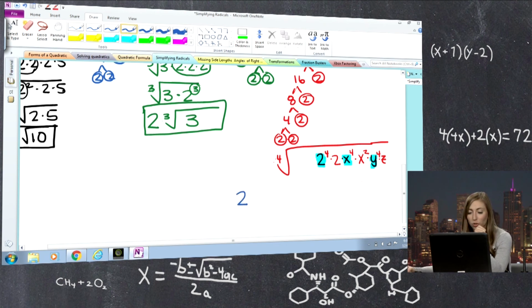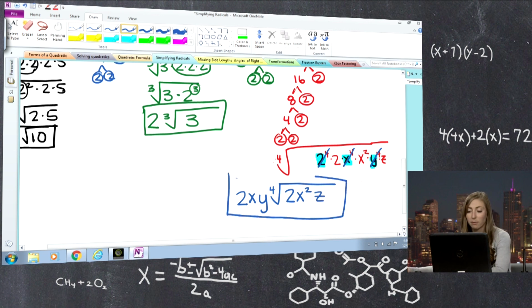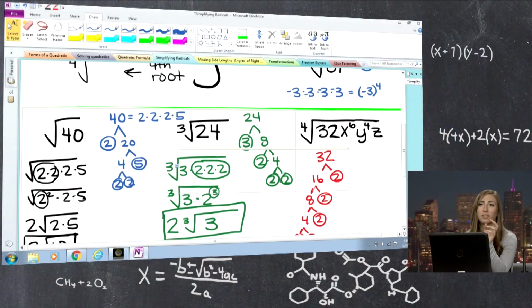So we're going to put a 2, an x, and a y on the outside, and once we get rid of those, what we have left on the inside is a 2, x squared, and a z. So you can use this idea of simplifying radicals with variables as well as numbers. But a big tip in doing this is to find the prime factorization, because that really helps you see what you can pull out and what you will have to leave in the radical.